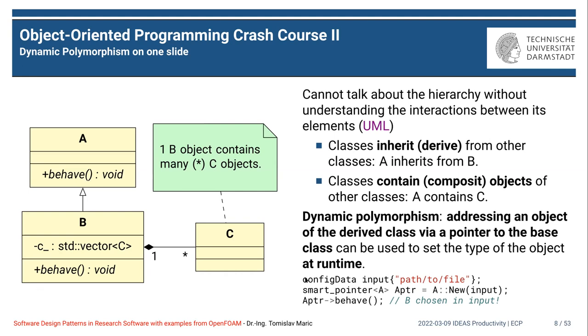This is a code snippet that demonstrates how OpenFOAM does it, and I guess how other source code also does it. We define some configuration data in some file. We read this configuration data, and then we can use it to create a new object, a pointer to A. A is our base class. But when we call the behave member function on the A pointer, and we have chosen B as input, then the A pointer is going to actually behave like B. So why is this even relevant?